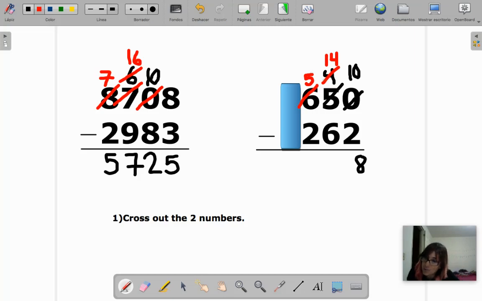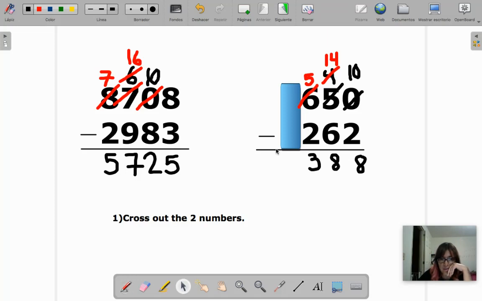So now, yes, we can subtract. 14 minus 6, or from 6 to 14, is 6, 7, 8, 9, 10, 11, 12, 13, 14. 8 fingers. Let me change to the black again. 8. And now 5 minus 2. Yes, we can do it super easy. 5 take away 2. 3.